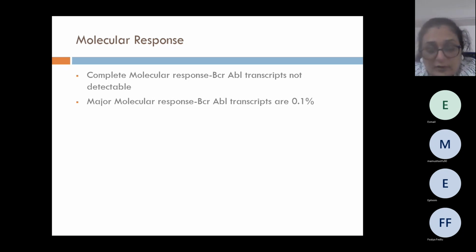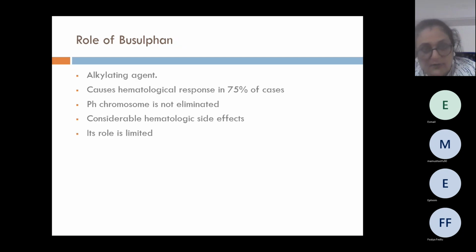One is the hematological response or hematological efficacy parameters. You have cytogenetic efficacy parameters, and you have molecular response or efficacy parameters. Now, we saw the different terminologies which will be used when we monitor the disease. But how were patients with CML treated?